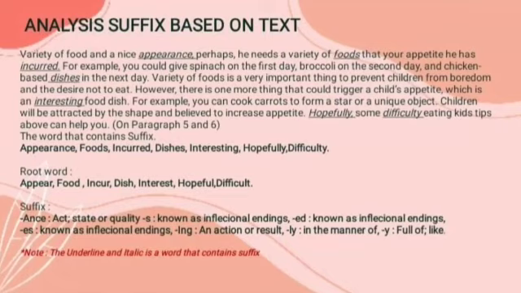On paragraph 5 and 6, the words that contain suffix are appearance, foods, incurred, dishes, interesting, hopefully, and difficultly. Here is the analysis explanation. 1. Appearance, root word appear, suffix ance, that means act, state, or quality. 2. Foods, root word food, suffix s, that means known as inflectional ending. 3. Incurred, root word incur, suffix ed, that means known as inflectional ending. 4. Dishes, root word dish, suffix es, that means known as inflectional ending.